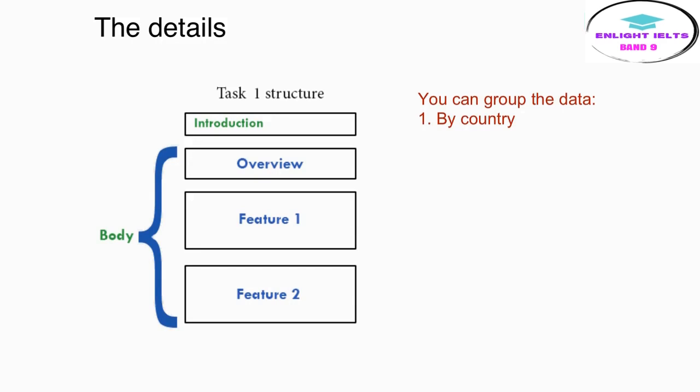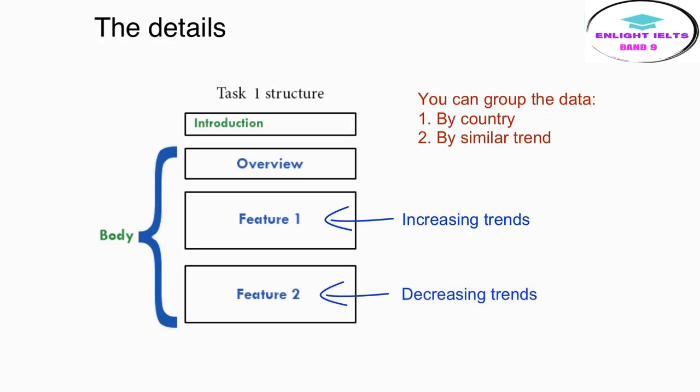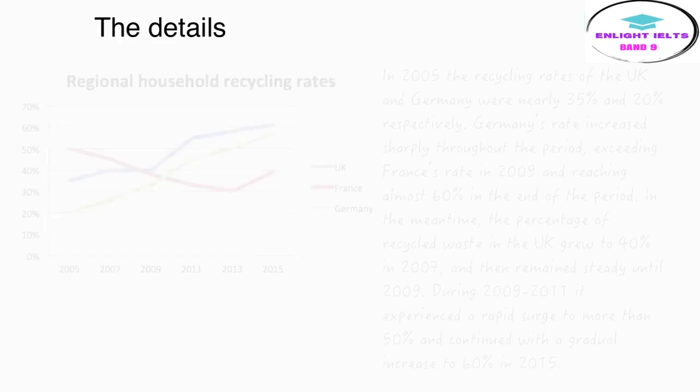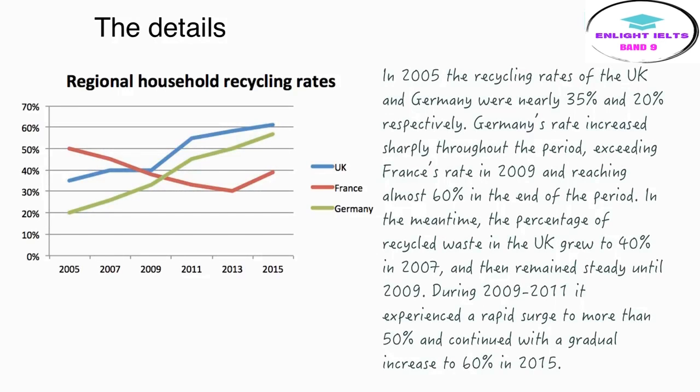I mean, we could describe the UK's rates in the first paragraph, France's rates in the second paragraph, and Germany's rates in the last paragraph. Or the second way is to group by similar trend, the same way as we did in our overview. The second option is more logical as it follows our overview, and I choose this option. So, I will describe the increasing trends in one paragraph and the decreasing trends in another paragraph. And here's my first paragraph with the details.